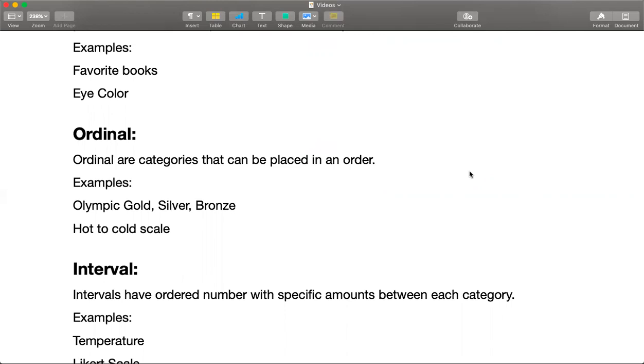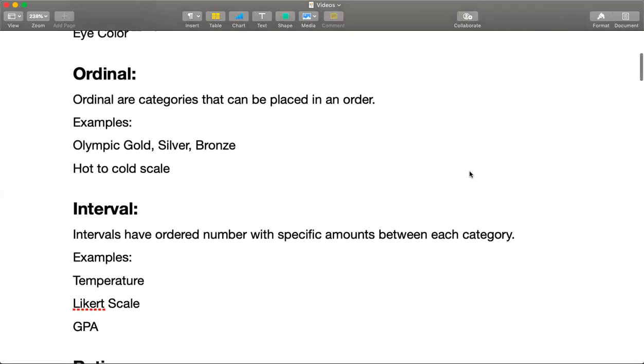Another one is hot to cold scale. So there is an order to that, depending on who you ask. Hot is different than cold, and so there is an order in place. However, there's not necessarily a distinct measurement or a specific distance in between these categories. So if I have the Olympic medals, gold, silver, and bronze, there's not necessarily a specific order that differentiates that they have to go an extra mile to get silver or something like that. So there isn't a specific designated distance in between each of these categories.